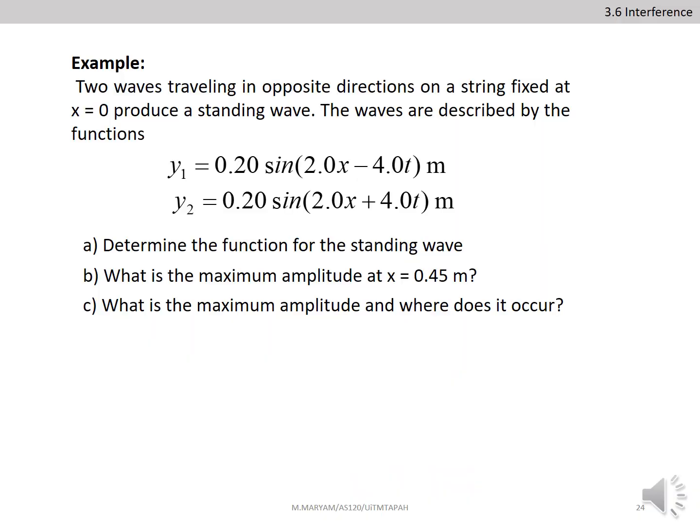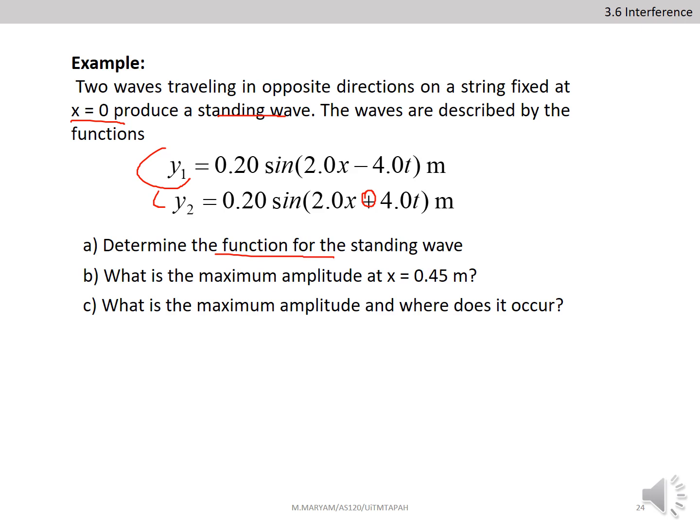Let's try an example. Two waves traveling in opposite directions on a string fixed at x equal to 0 produce a standing wave. Remember, a standing wave is described by the functions y1 and y2. There are two equations because this is a standing wave: 0.2 sine (2.0x minus 4.0t) meter, and the other is the same but differs in sign only, because this is the opposite direction. So we have a negative and a positive.